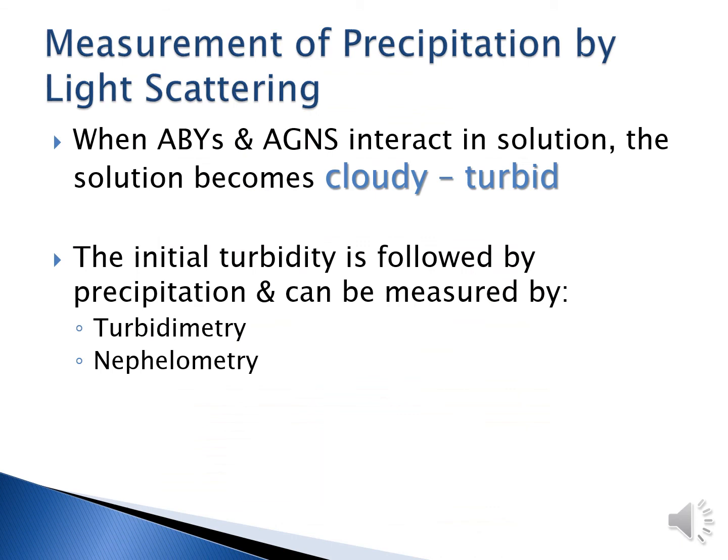One other way we can measure precipitation is through light scattering. So we can use Auger, or we could use this light scattering method. When antibodies and antigens interact in a solution, typically that solution will become cloudy or turbid. This initial turbidity is followed by precipitation, and we can use two different methods to detect this turbidity. We can use turbidimetry or nephelometry, and we'll talk about each in the next couple of slides.